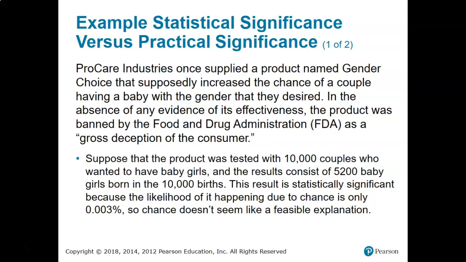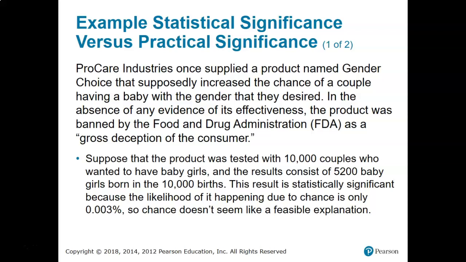So chance would not really be a feasible explanation for getting 5,200 baby girls out of the 10,000 births. So it is statistically significant because the chance of it happening is less than 5%. But if we think about this, that's still about 52% of the births being girls.